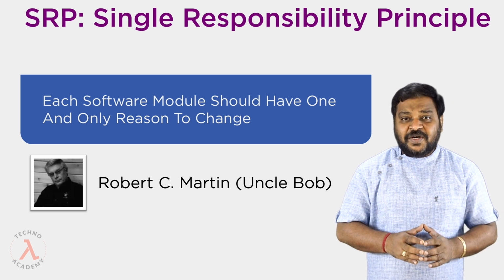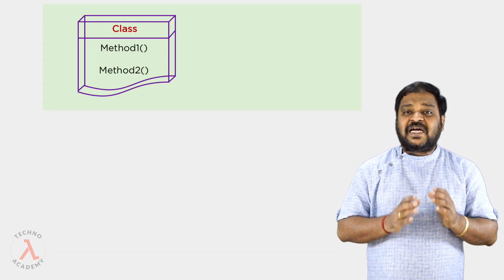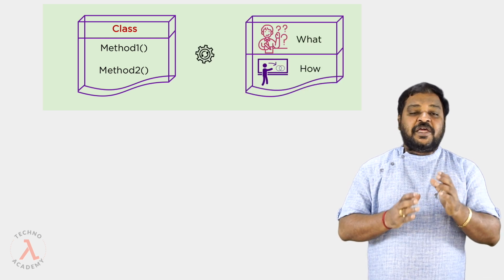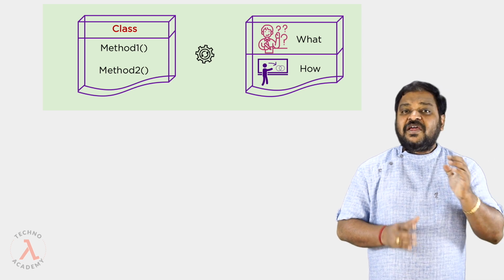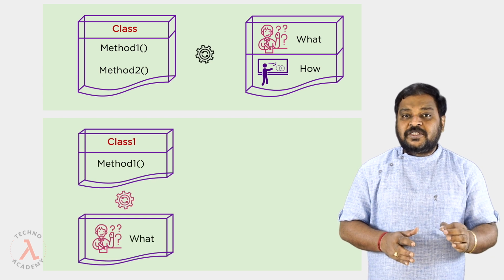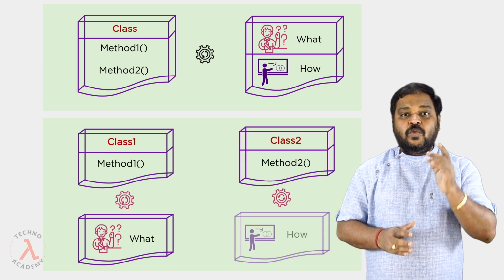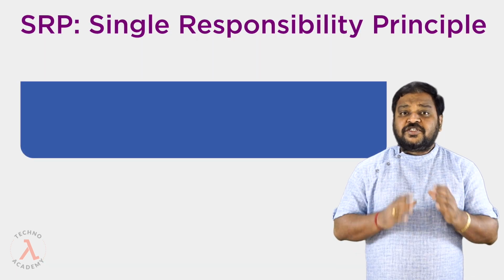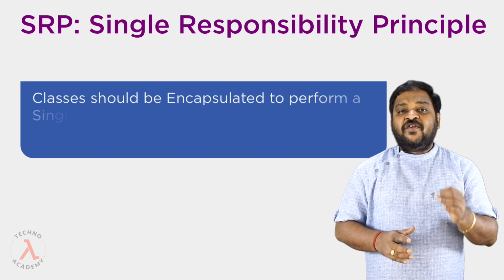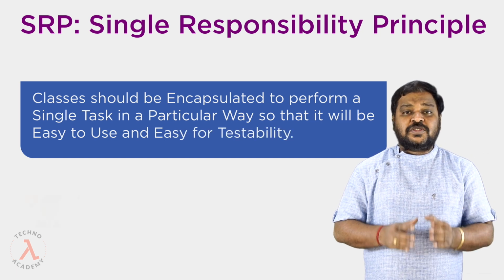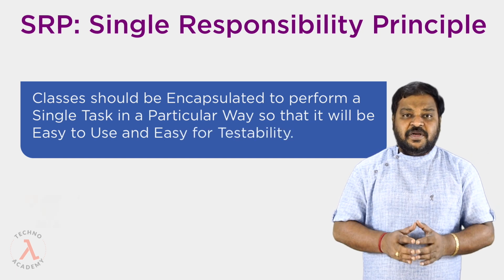Now, let us try to understand in detail. We know that the individual classes and methods in our applications define what and how the application does. We can often improve the design of our software if we are able to separate the what from the how, and to achieve that we can use encapsulation. Classes should be encapsulated to perform a single task in a particular way so that it will be easy to use and also easy for testability.